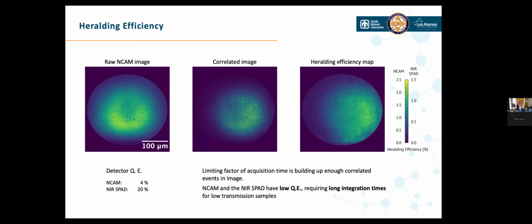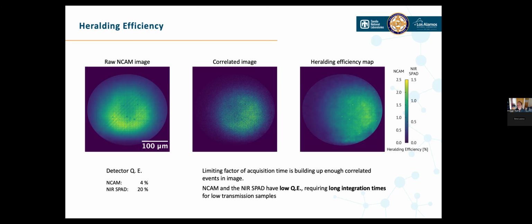So heralding efficiency is really the term we use for the number of photons that are collected as a percentage of the number of photons that are actually correlated with the other detector. So you actually detect a lot more photons on these detectors than will ultimately contribute to your image. And this is because of the few noise events that do occur, but also because there are uncorrelated photons that happen. But the reason I bring this up is because the heralding efficiency is just a few percent.